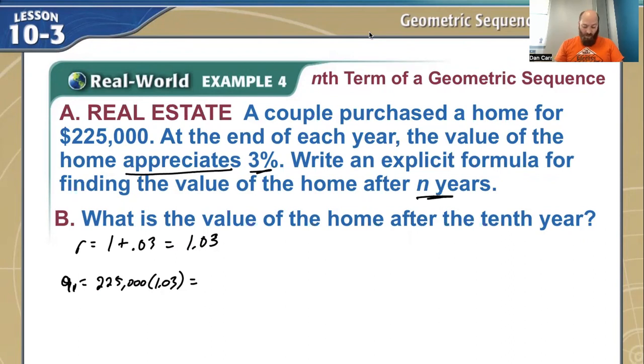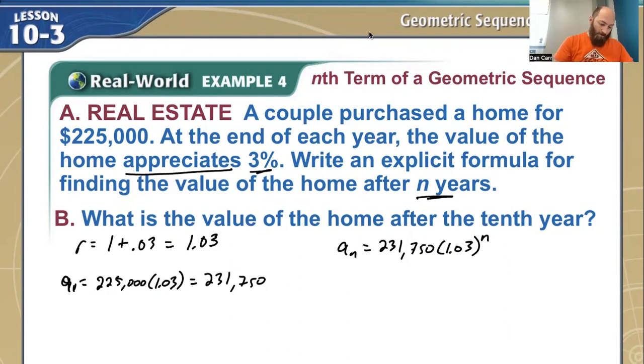If I do that, 225,000 times 1.03 is going to give me 231,750. So now I have enough to write my formula. A sub n is equal to 231,750 multiplied by the common ratio of 1.03 raised to the n minus 1 power.